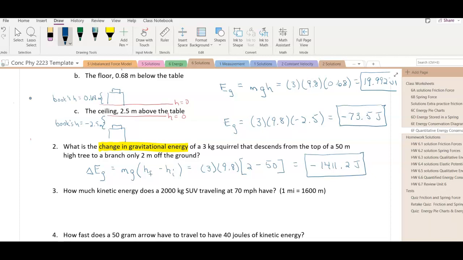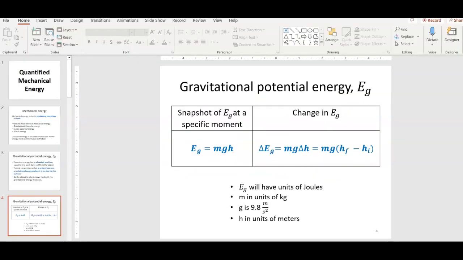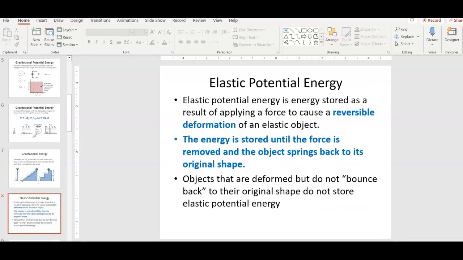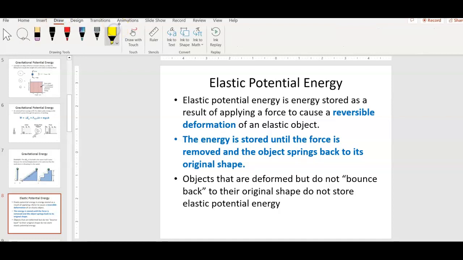Okay, I'm going to go back to the slides on quantitative energy conservation. And now let's talk about elastic potential energy. So remember that elastic potential energy is what you recognize when there's something in your system that has the property of being elastic. That means that you can stretch it or compress it, somehow change its shape, but when you remove your hand, it will go back to its original shape. So it's a reversible deformation.